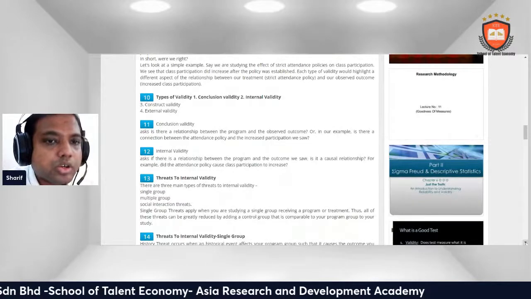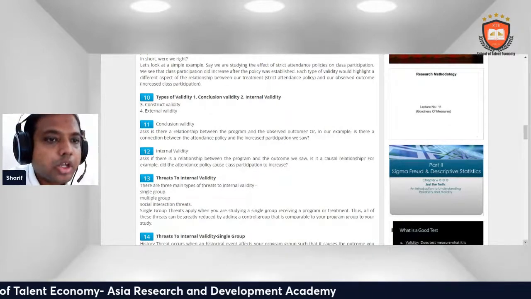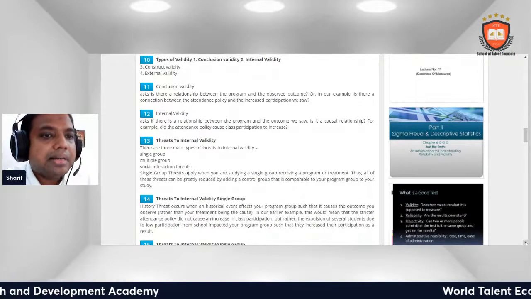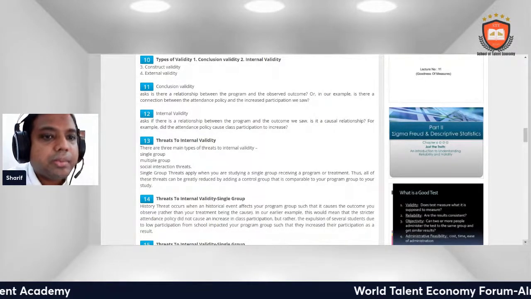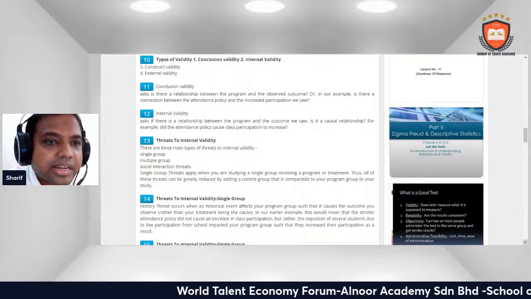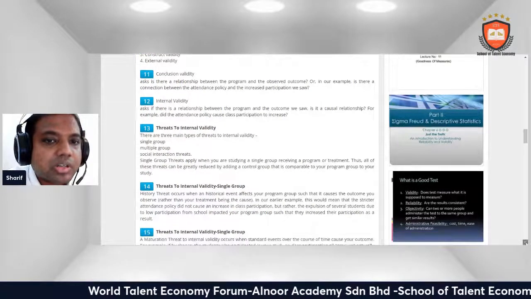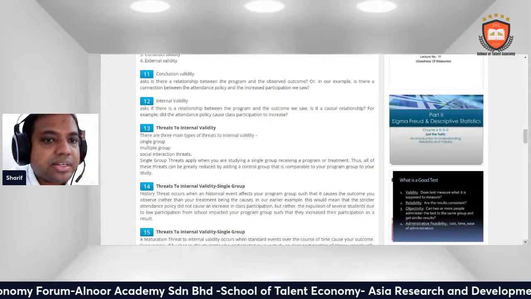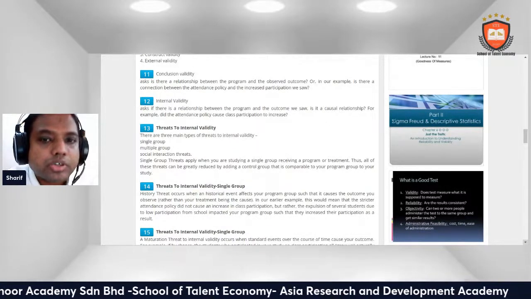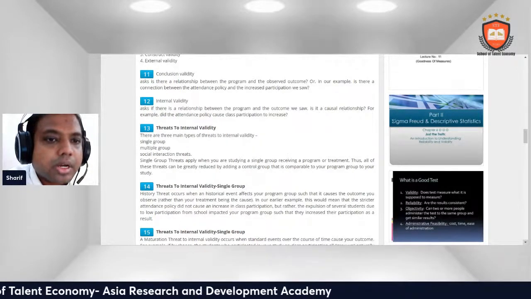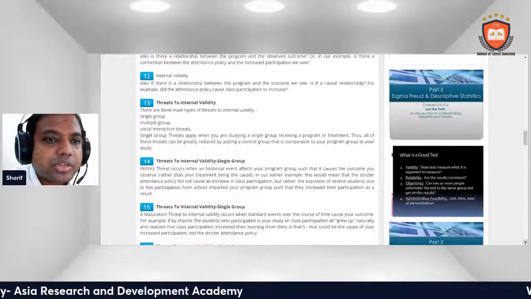Types of validity: conclusion validity, internal validity, construct validity, and external validity. Conclusion validity asks whether there is a relationship between the program and the observed outcome. In our example, is there a connection between the attendance policy and the increased participation which we saw? Internal validity asks if there is a relationship between the program and the outcome we saw, is it a causal relationship? For example, did the attendance policy cause class participation to increase?